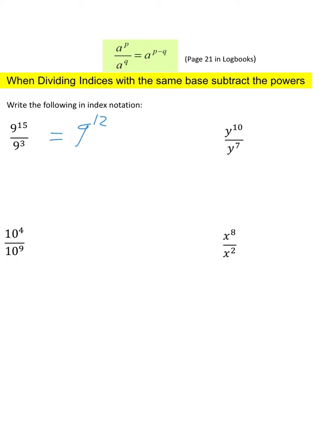Next one then, 10 to the power of 4 divided by 10 to the power of 9. So subtract the powers, so 4 minus 9 will be 10 to the power of minus 5. y to the power of 10 then, divided by y to the power of 7, that'll be y to the power of 3. Last one then, it's x to the power of 8 divided by x to the power of 2, that'll be x to the power of 6.